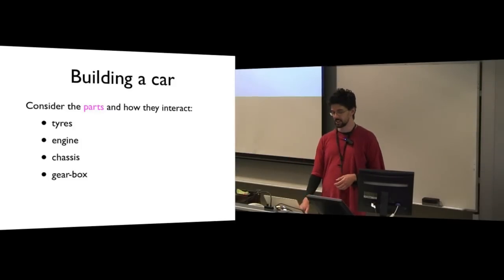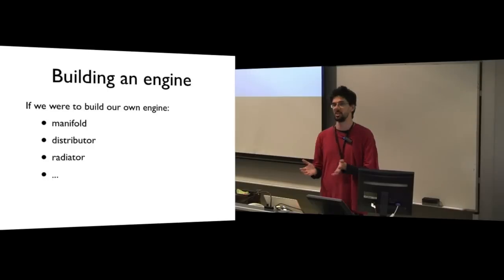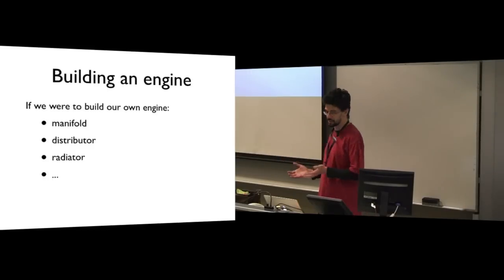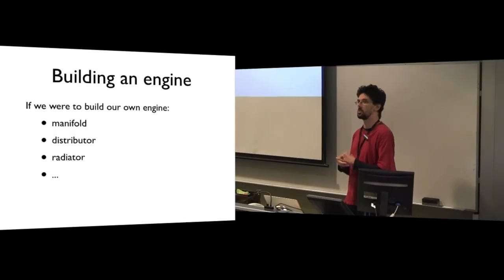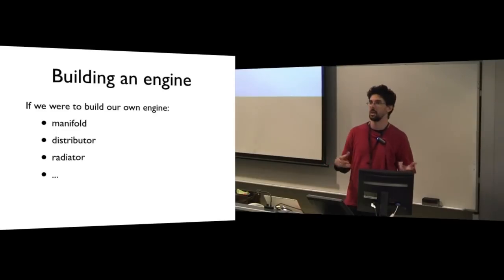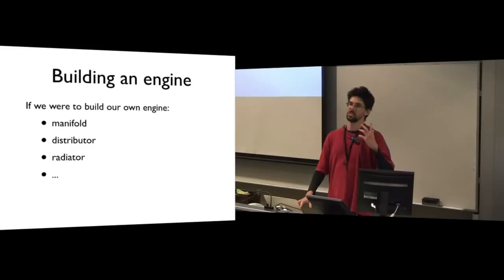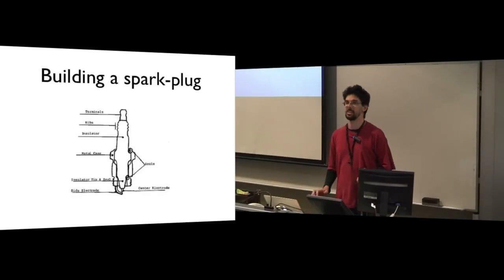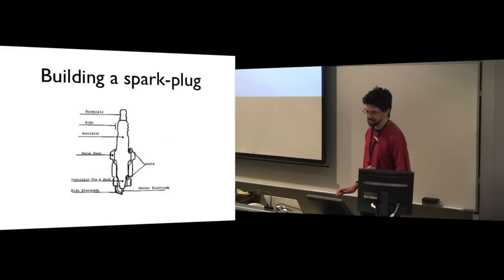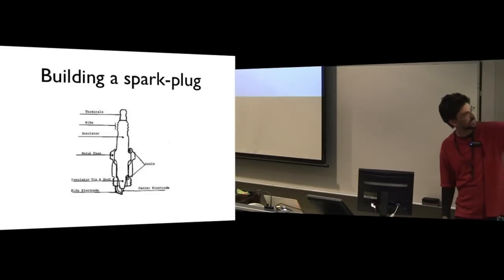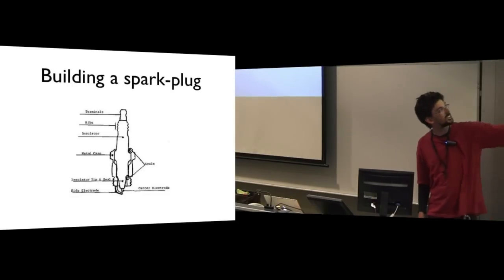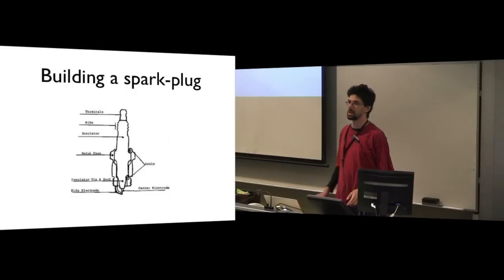Of course, an engine isn't just a single object. An engine is actually made of many pieces. And so if we were to actually decide to make our own engine, well then we'd have to decide on what manifold we were going to use, what distributor, what radiator, what spark plugs, and so on, all the pieces of the engine. Of course, a spark plug isn't a single object. A spark plug is made up of many pieces. And so if we were a spark plug manufacturer, we'd have to decide what materials we were going to use for the side electrode and the center electrode, and what materials for the insulators and the casing and the various other parts of the spark plug.